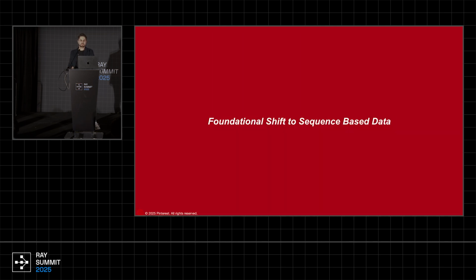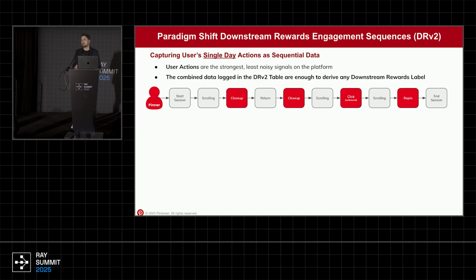So what did we do? Well, we made a foundational shift to sequence-based data, and we introduced something we call DRV2. DRV2 captures user single-day actions into sequential data. So an example, we know that actions are the strongest and least noisy signals on the platform. So let's look at an example.